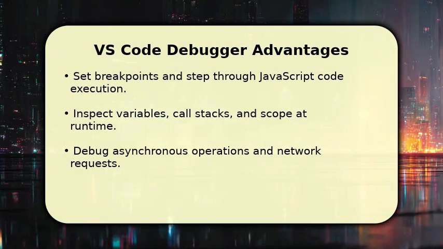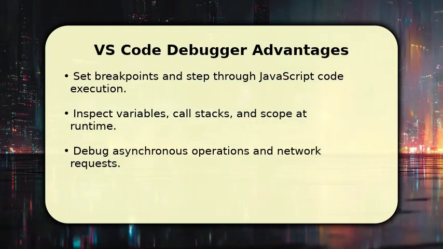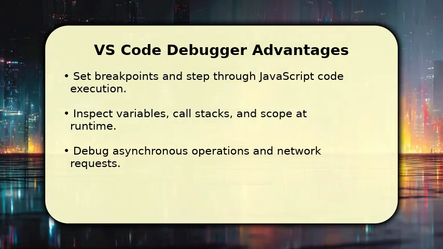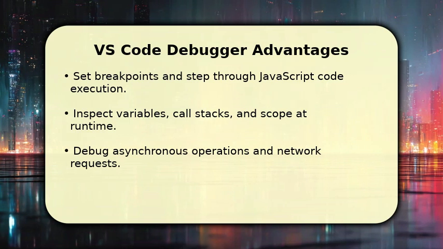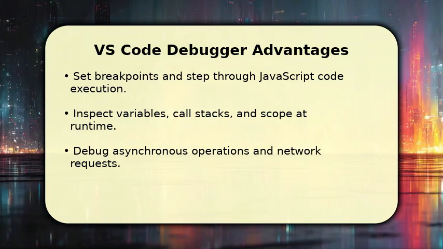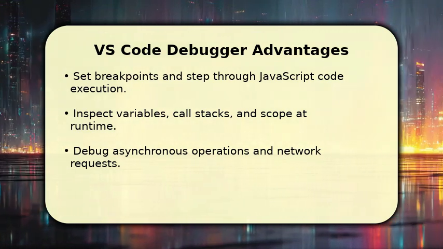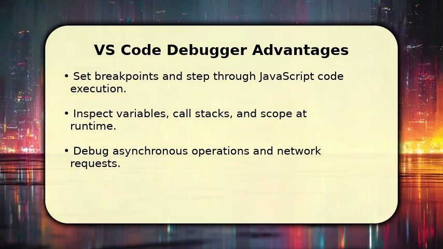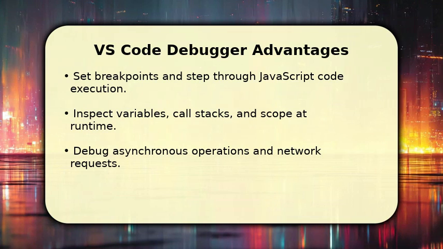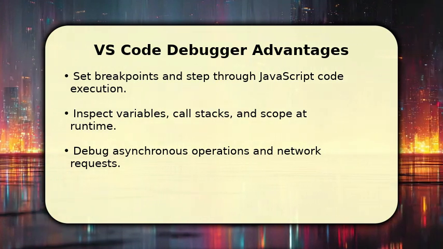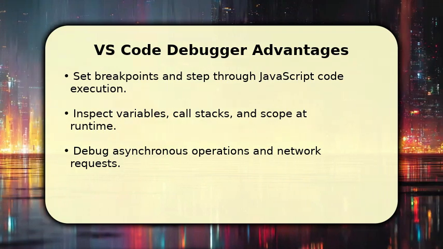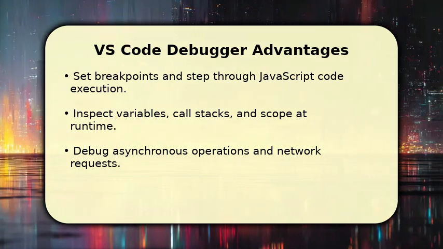The VS Code Debugger is your go-to for deep JavaScript logic. It allows you to set precise breakpoints, step through your code line by line, and examine variables at any point in execution. You can inspect the call stack, understand asynchronous operations, and even debug network requests. This powerful tool provides a comprehensive view of your application's underlying code, crucial for resolving complex logical errors.